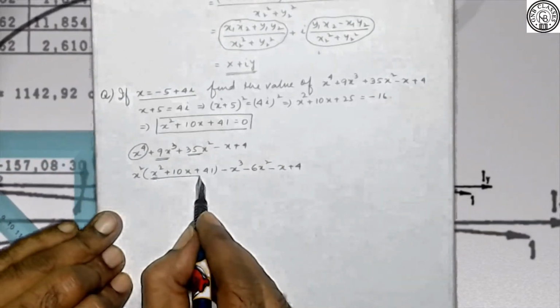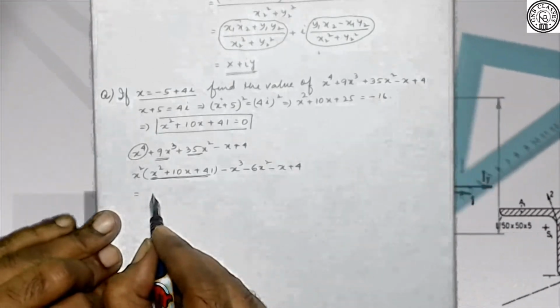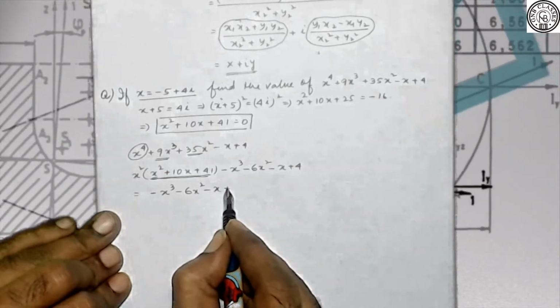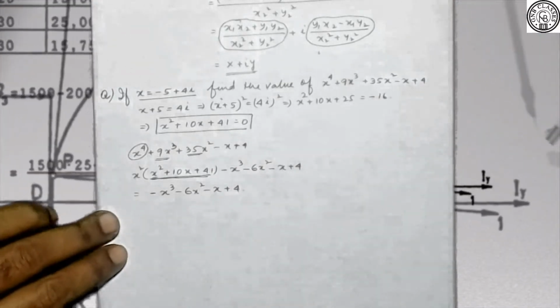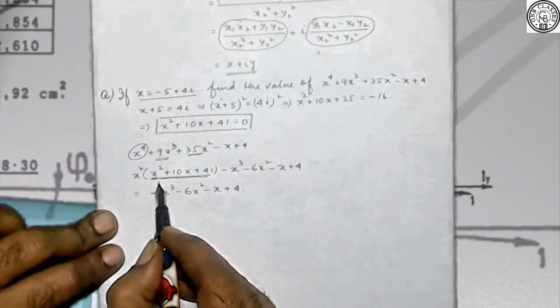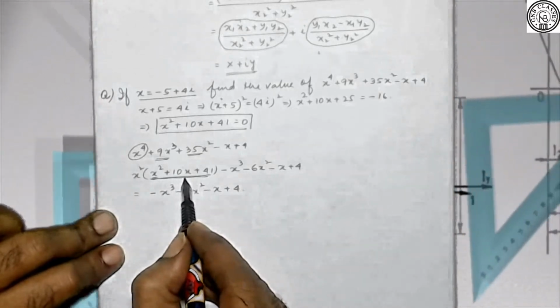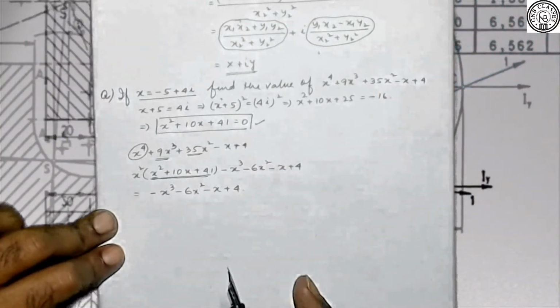Now, the value of this expression is 0. Therefore, we are left with minus x cube minus 6x square minus x plus 4. That is why we have done the problem in this way. Because every time we will take the advantage of writing x square plus 10x plus 41, because ultimately we will put the value equal to 0 and our calculation will be simplified.